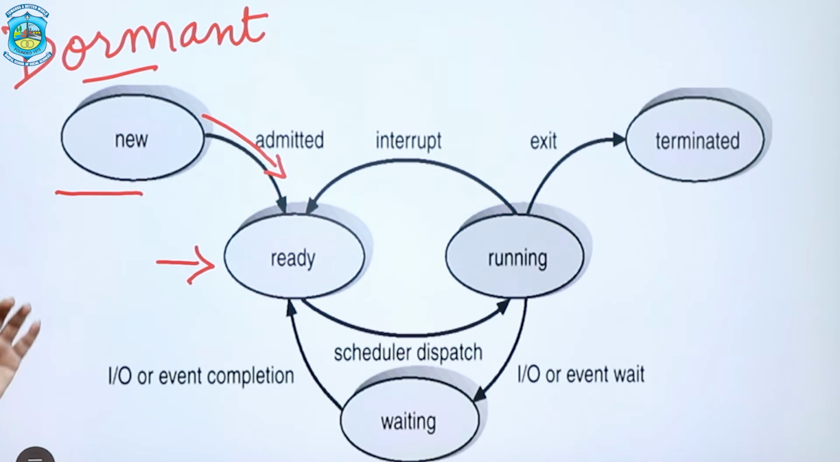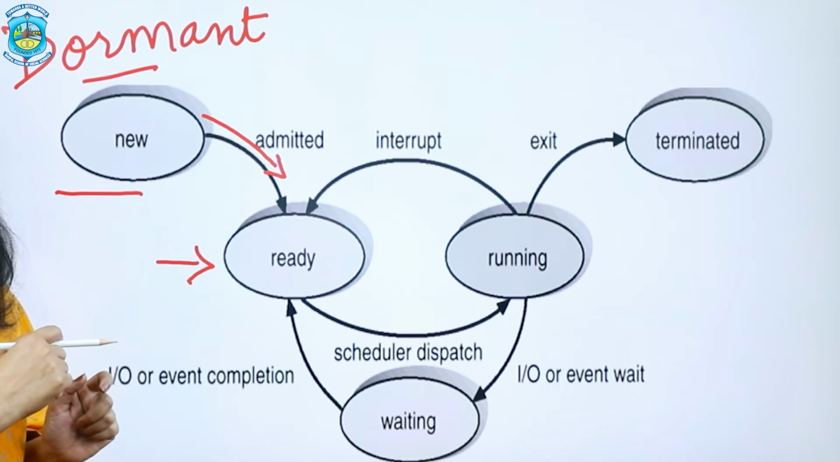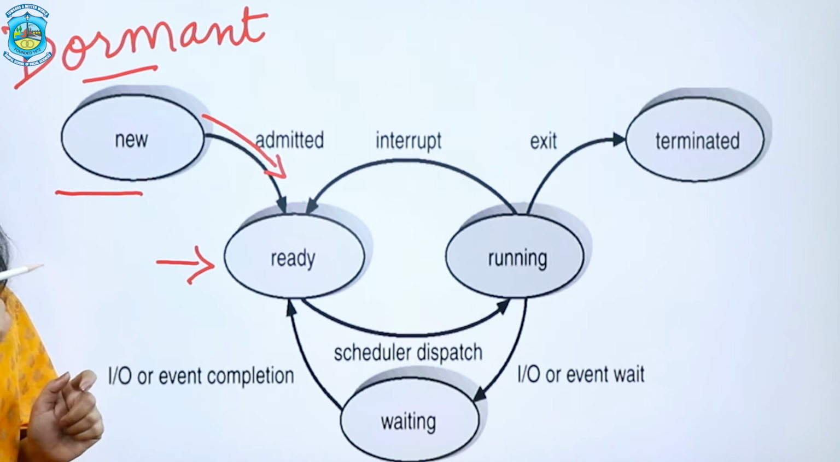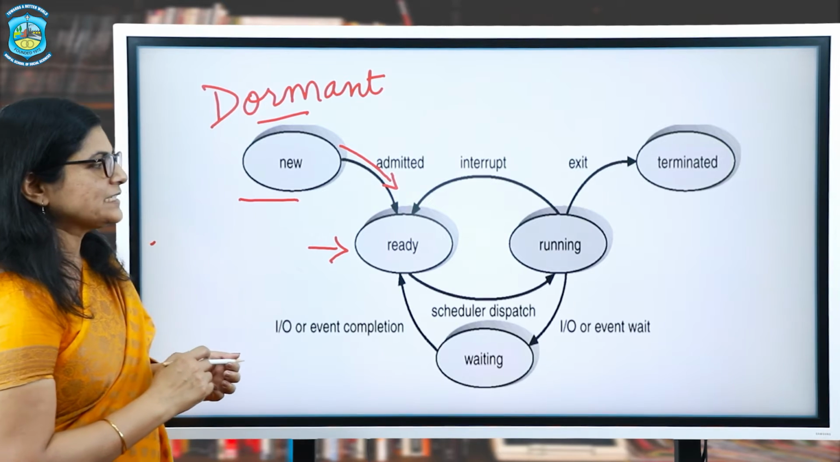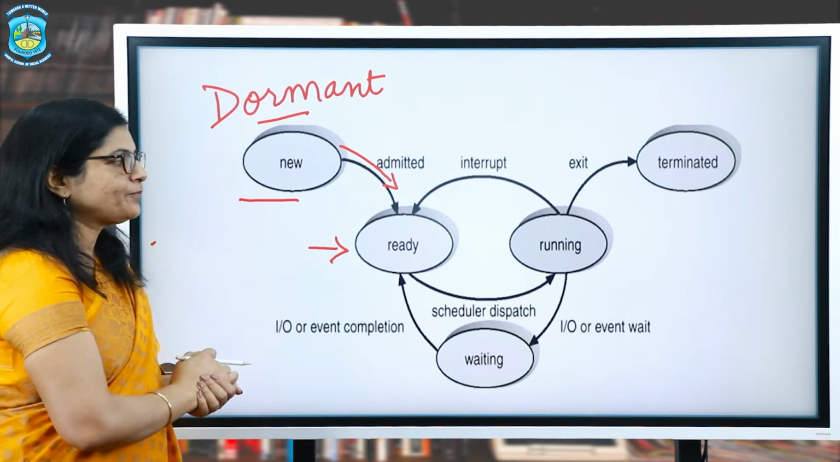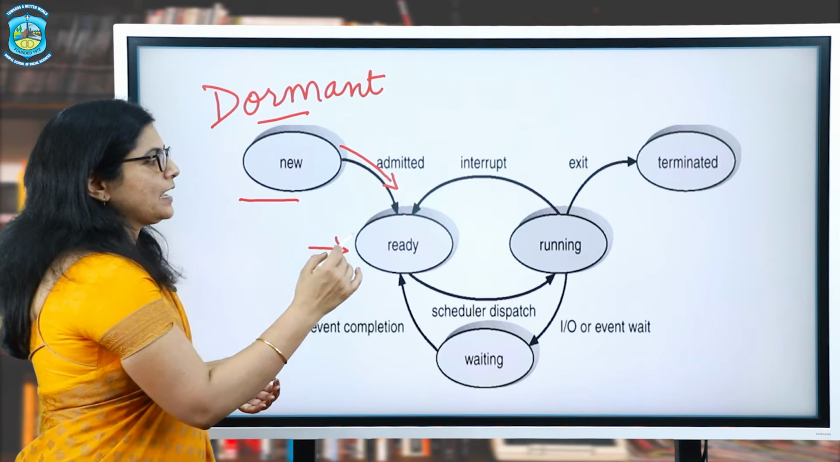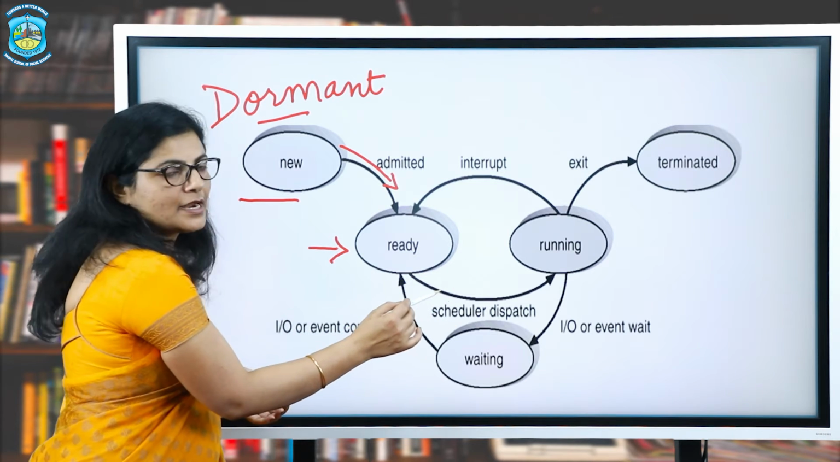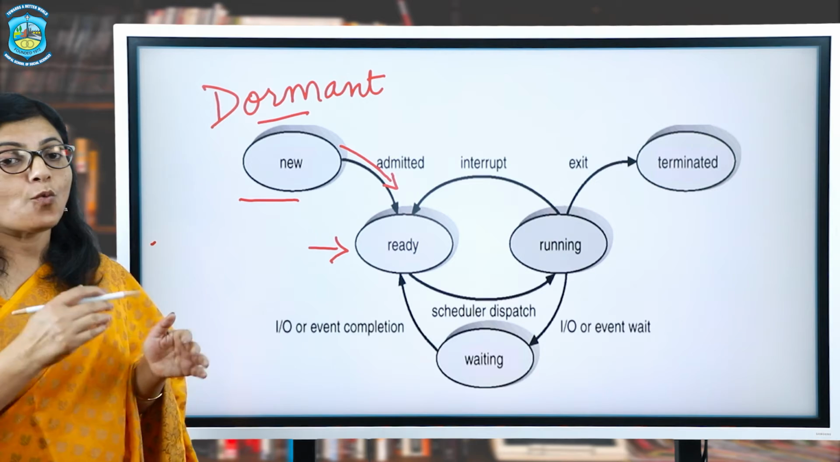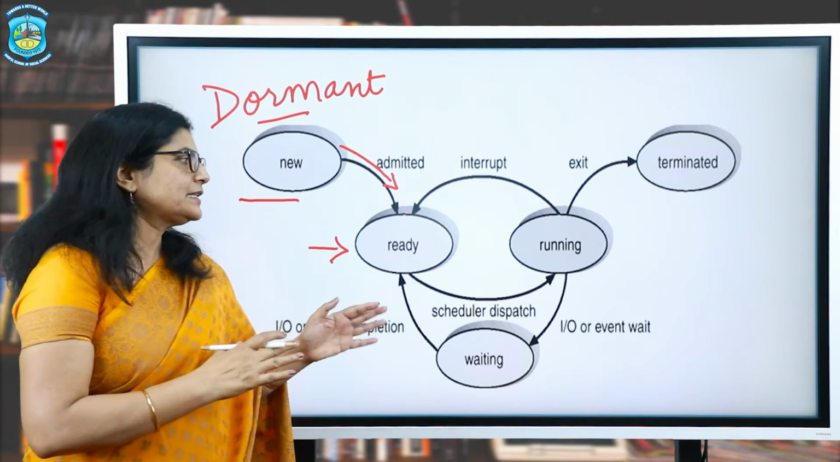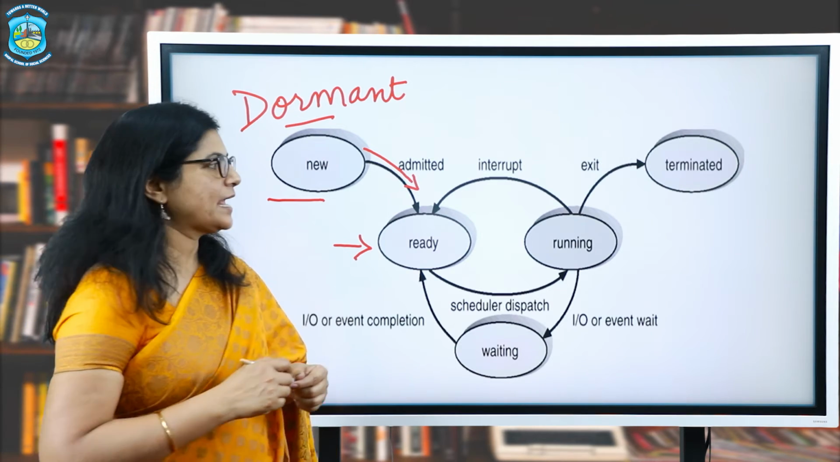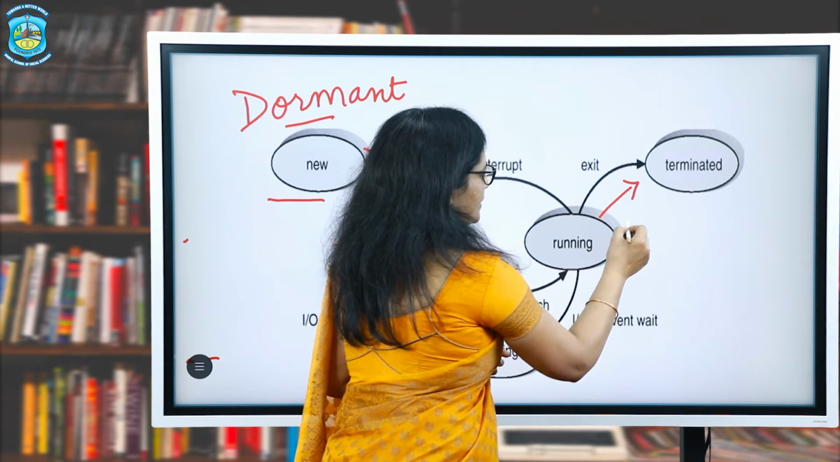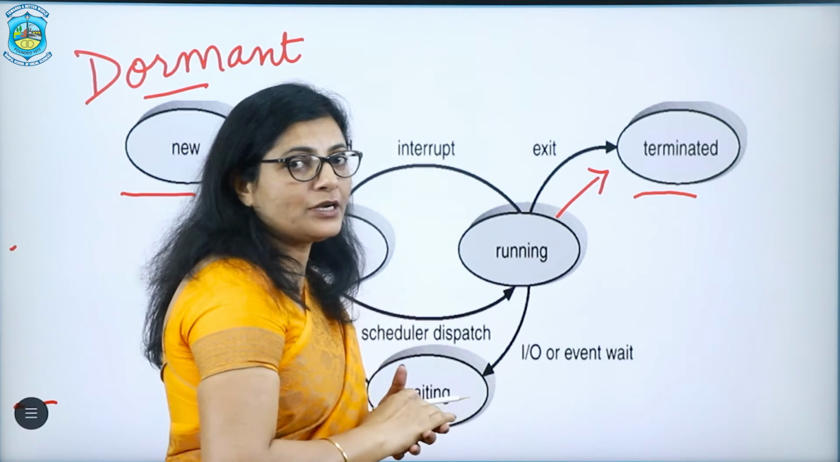Coming to the next state, that is the ready state. Ready state means it has all the other resources which it requires for the execution, but now it is waiting for the processor that will be allocated by the operating system. That is actually the ready state. The next state is the running or execution state. When a process is allocated to the processor, it goes into the running state. When a program is in execution, it is in the running state. Once a program is successfully executed, it gets terminated. So that is another state, called the terminated state.